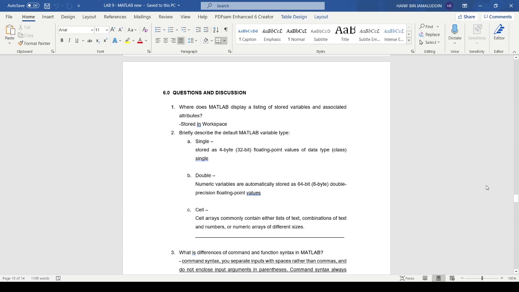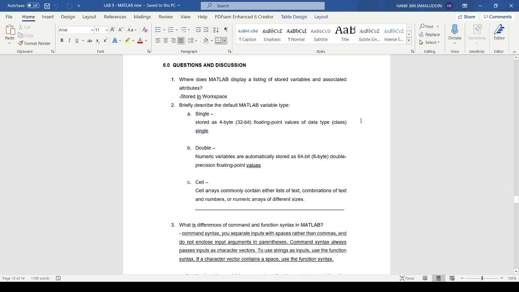My name is Hanif bin Jamaluddin, and I will be explaining questions and discussion. So for answer number 1, where does MATLAB display a listing of stored variables and associated attributes? The answer is stored in workspace.